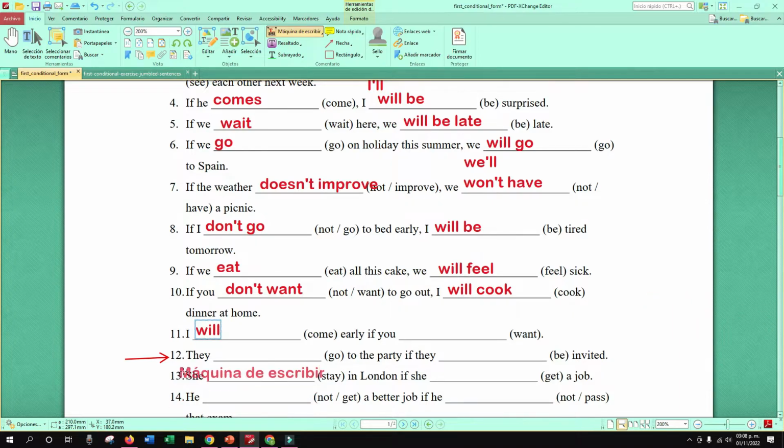Primero tenemos la oración de el resultado. Entonces, I will, what? Come early. Vean, aquí comenzamos con la if clause, ¿verdad? Entonces, no necesitamos coma en este caso. If you, what? Want. ¿Qué pasó acá? Solamente cambiamos el resultado primero, luego la condicionante, ¿verdad? So, I will come early if you want.